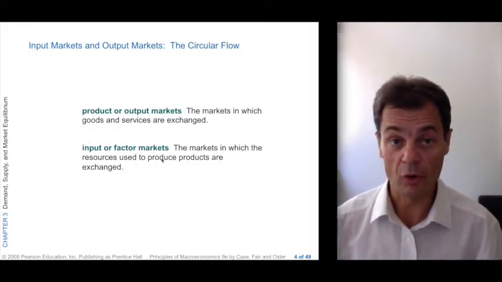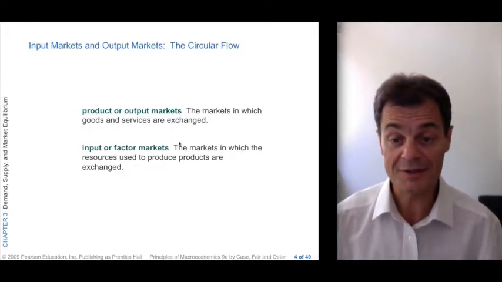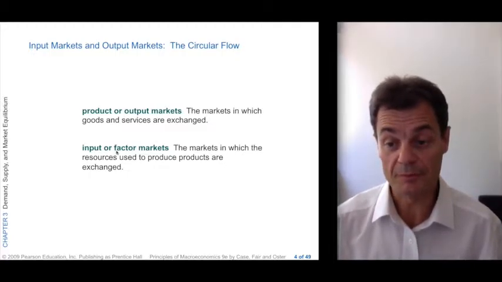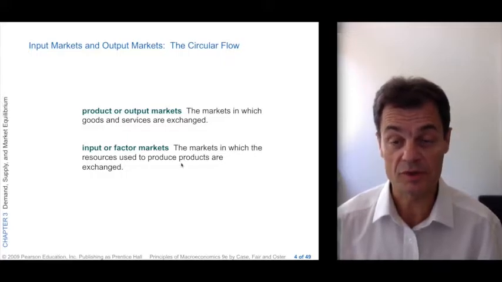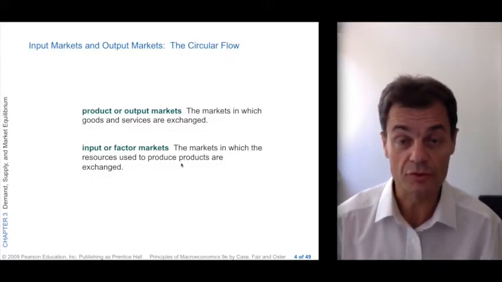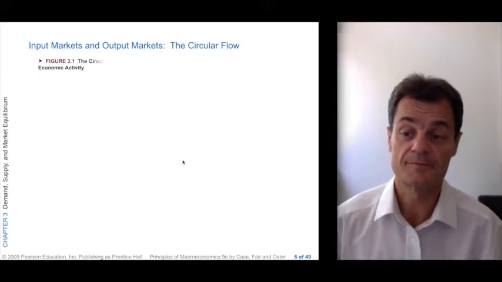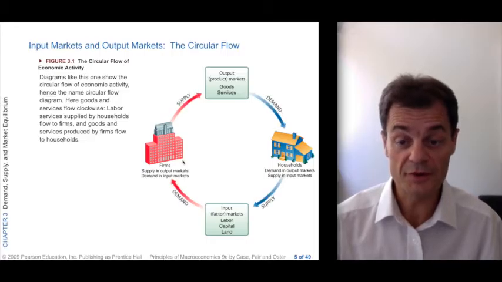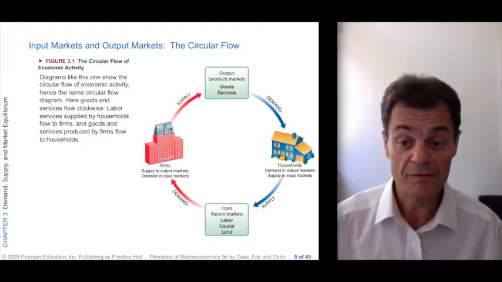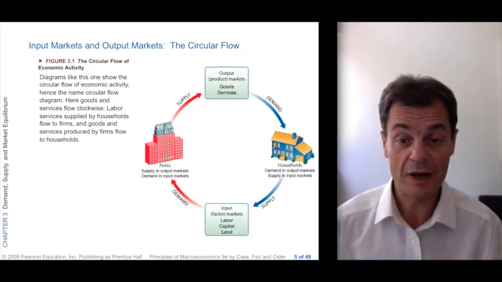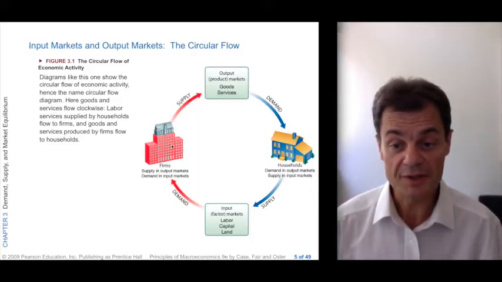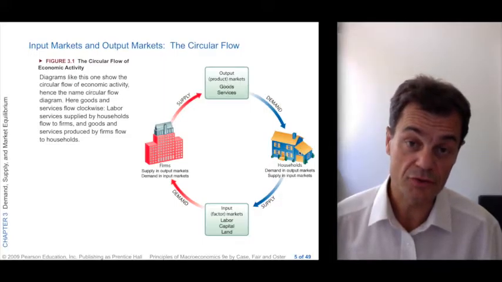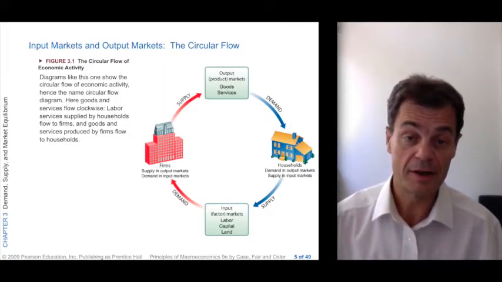The product or output markets are the markets in which goods and services are exchanged. The inputs or factor markets are the markets in which the resources used to produce the products are exchanged. Let's look now at the circular flow. What is the circular flow? It is actually very simple. If you put the firms and the households next to each other, you can see that the firms supply goods and services which are consumed and therefore demanded by households.